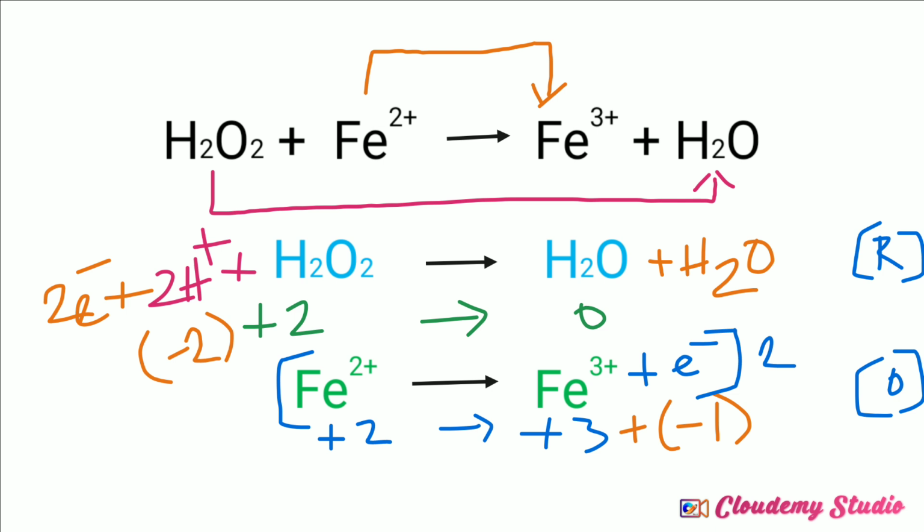So if we multiply, we get 2 Fe2+ giving 2 Fe3+ and 2 electrons. And the first equation, the reduction reaction also, once again we need to write it, and after multiplication this oxidation reaction also needs to be written. Then we can add both the equations. That we can do at the next page.